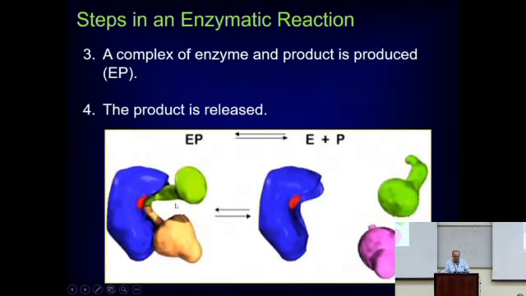Then it is converted to product. Two new molecules have formed, but they are still attached to the enzyme. And the last step is to release the product. In this case, the products are two new molecules. Okay?